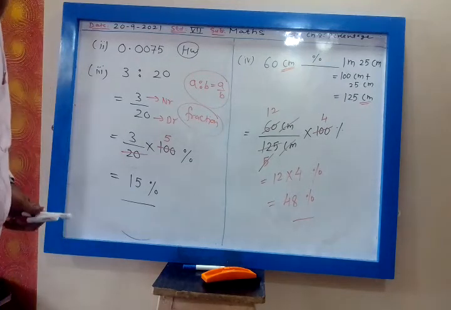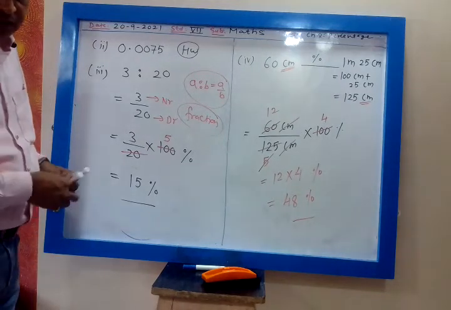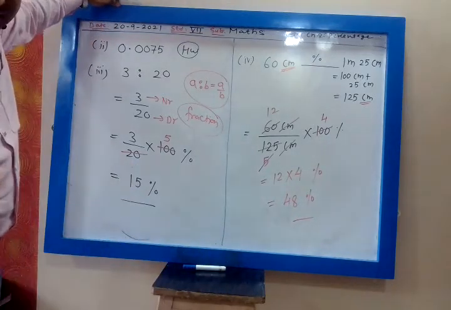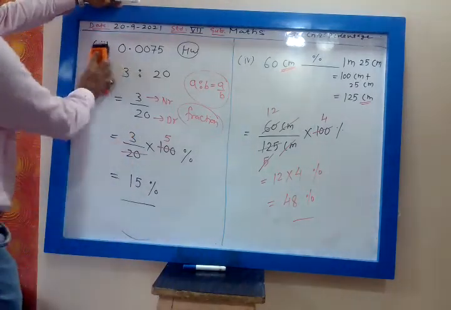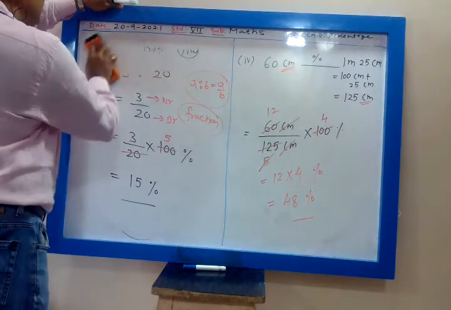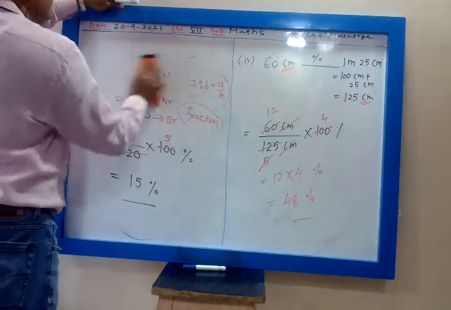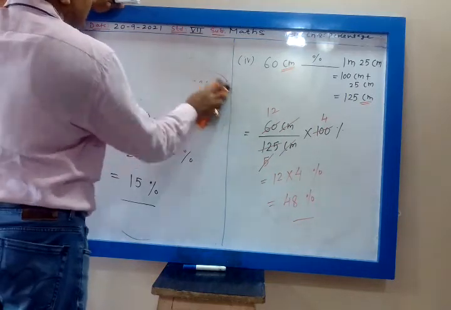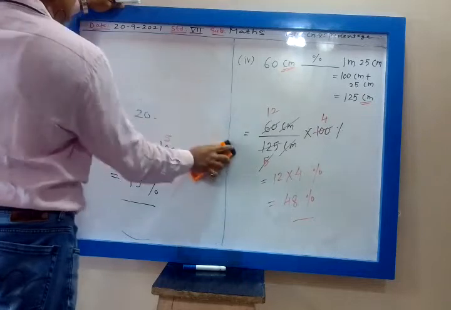Yes. Now the 5th will be homework. 9 hour as percent of 4 days. So one is given in hour, one is given in days. So days you convert into hour.